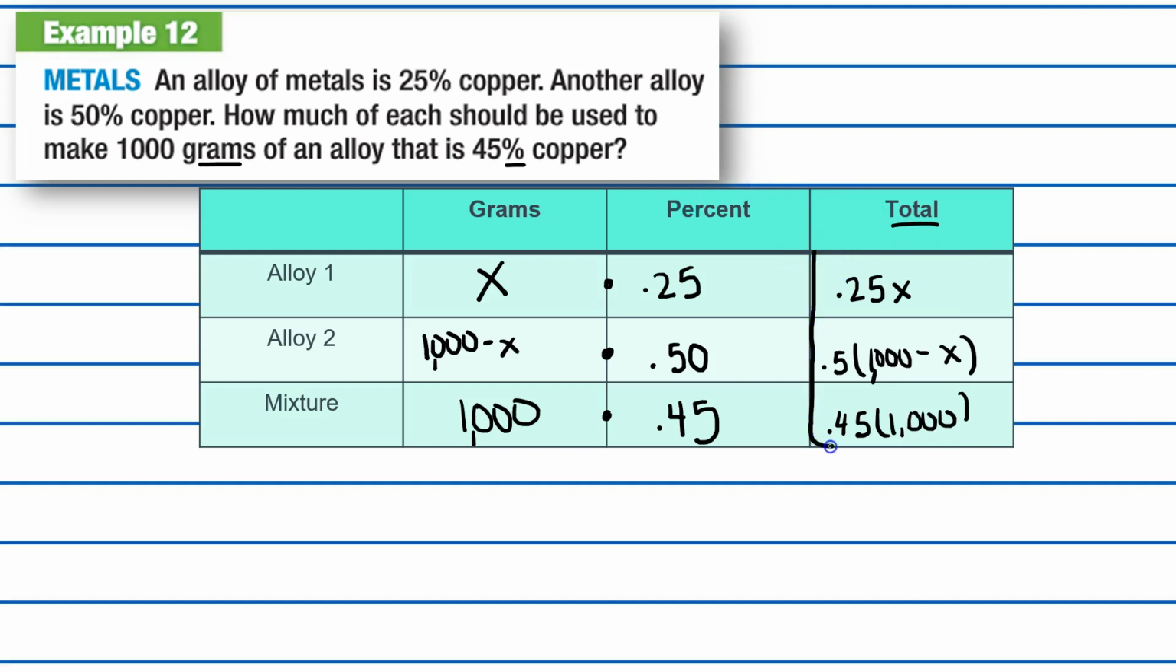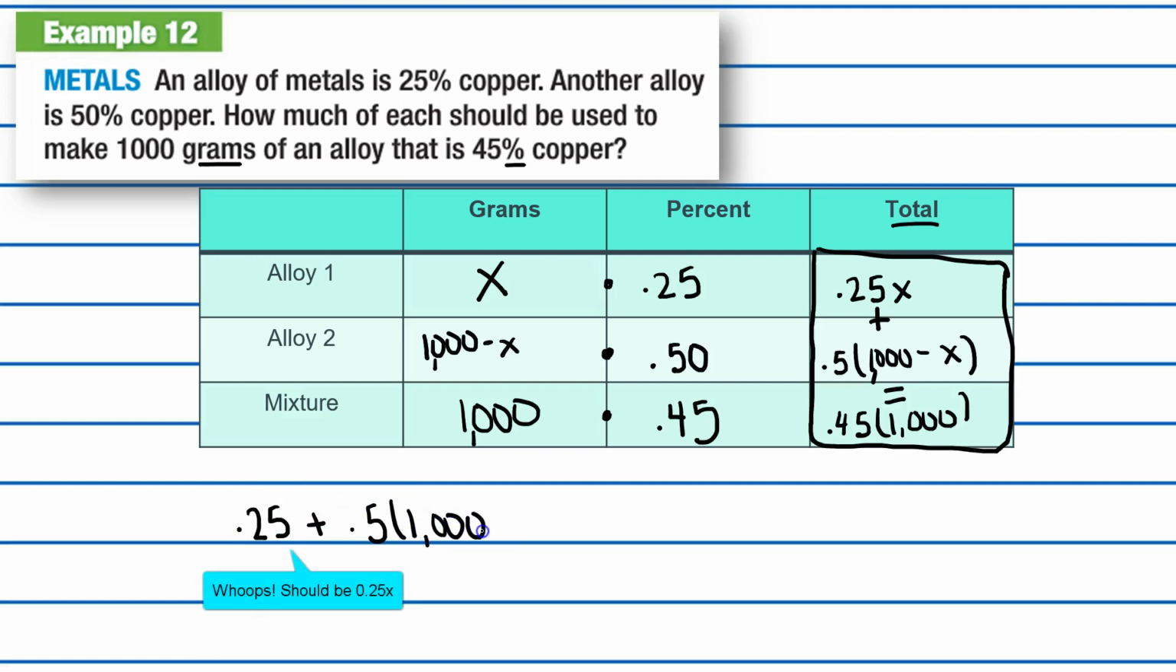Now we're going to pay attention to this total column. I'm going to box it in so you know exactly which one I'm talking about. So a plus between here and an equal sign. We're making our own little equation here. So we have 0.25x plus 0.5 times 1,000 minus x, which is equal to 0.45 times 1,000. And this makes sense because what we're saying is alloy 1 plus alloy 2, with our grams and percent, is equal to our mixture, which we want to be 45% copper for the 1,000 grams. But we still need to solve for x.